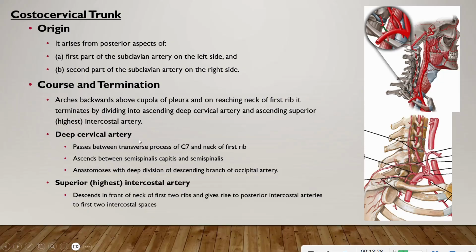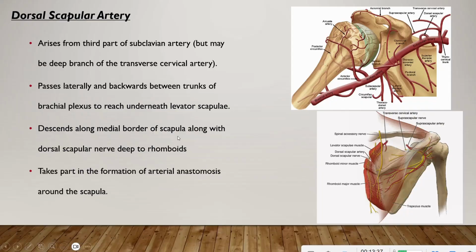So deep cervical artery is a branch from costocervical trunk, and superior or highest intercostal artery is also a branch from costocervical trunk. Then there is a dorsal scapular artery. It arises from the third part of the subclavian artery, but sometimes it may arise from the deep branch of transverse cervical artery. As I told you, transverse cervical artery is a branch from the thyrocervical trunk. Okay. So dorsal scapular artery also forms anastomosis around the scapula.